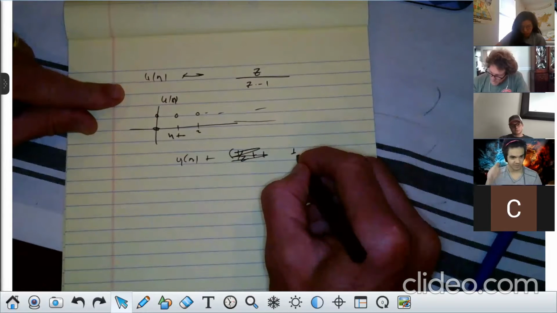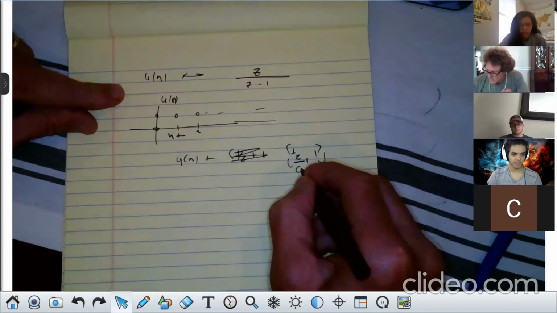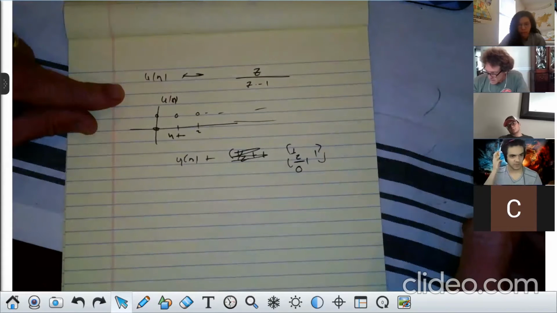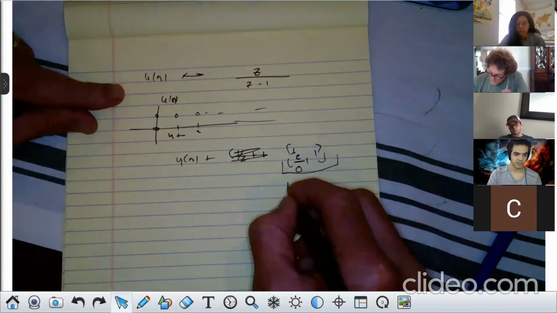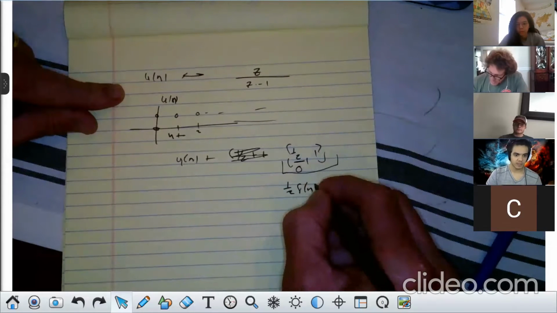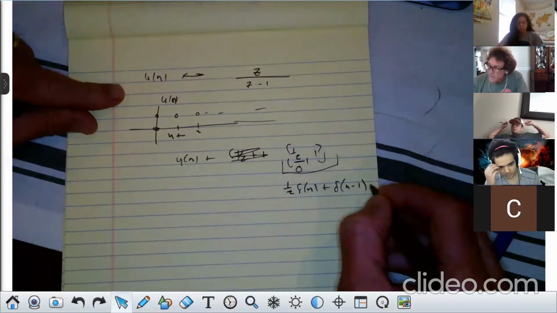1/2, comma 1. Two points. And is this going to be at 0? Yes, that's at 0. So that would essentially just add 1 to those. Well, what are these components? This is 1/2 delta of n, right? Plus delta of n minus 1, right?